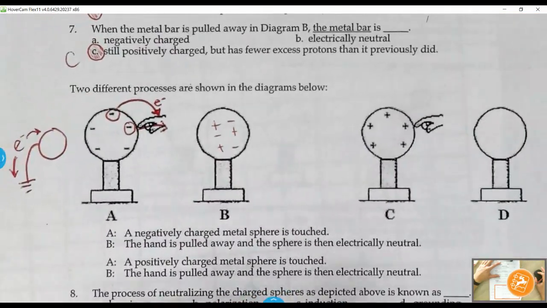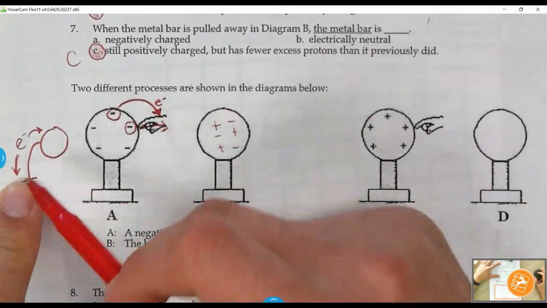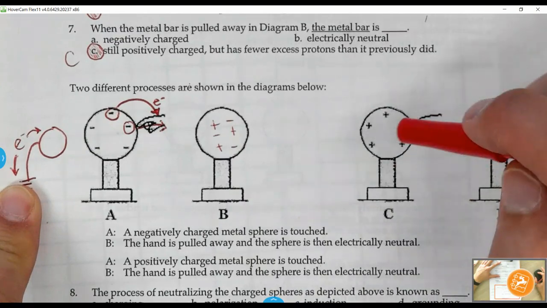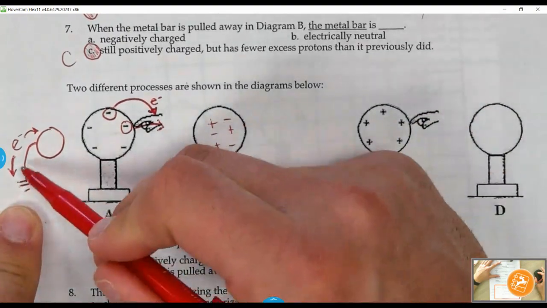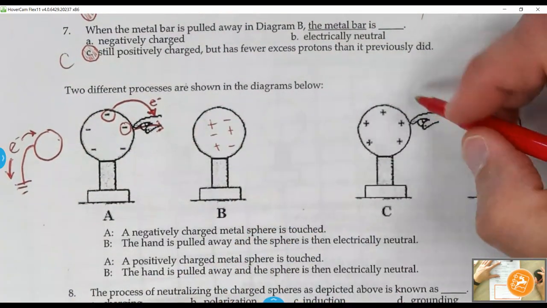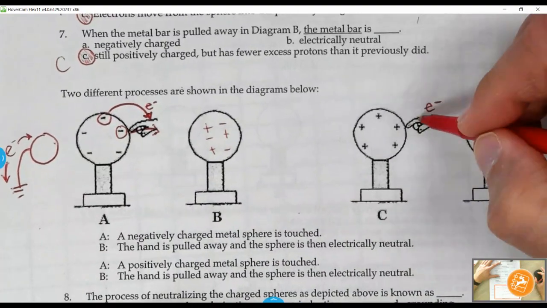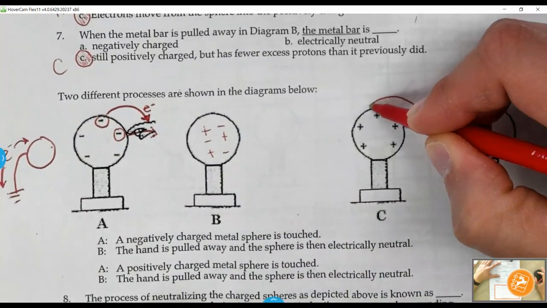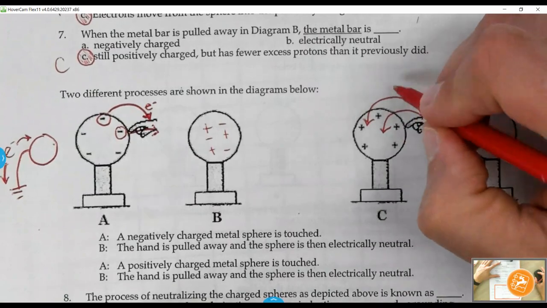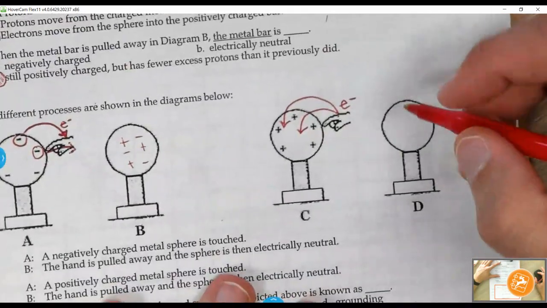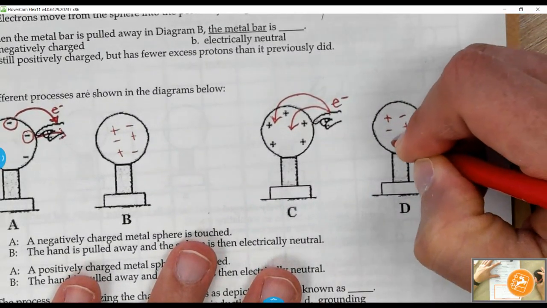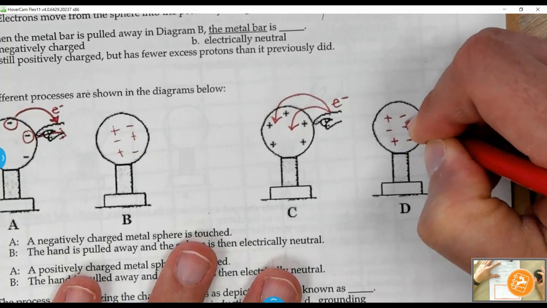So same thing. Our hand is acting as a grounding path. If this is overall positively charged, remember the positives can't leave. So if we want to make this thing neutral, what are we going to need to do? Are we going to need to add electrons or lose some? Yeah, we're going to need to add them. So we have electrons basically move from the hand to the sphere. So we add in some electrons, and now this was positive, and now it's going to be overall neutral. Heck yeah.